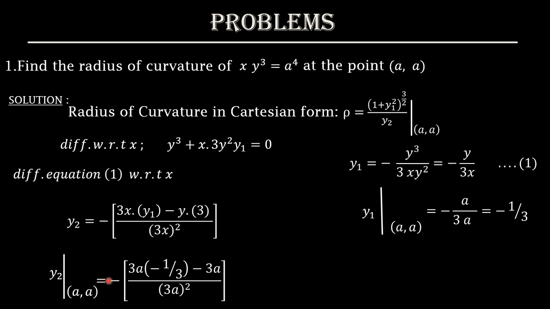But we need to find the value of y2 at the point a comma a, isn't it? So substitute the value of x as a and y as a, and what is your y1 at a comma a, students? y1 at a comma a is minus 1 by 3. So substituting all these values, the value of y2 at the point a comma a is 4 by 9a. So we will see what happens to the radius of curvature now.